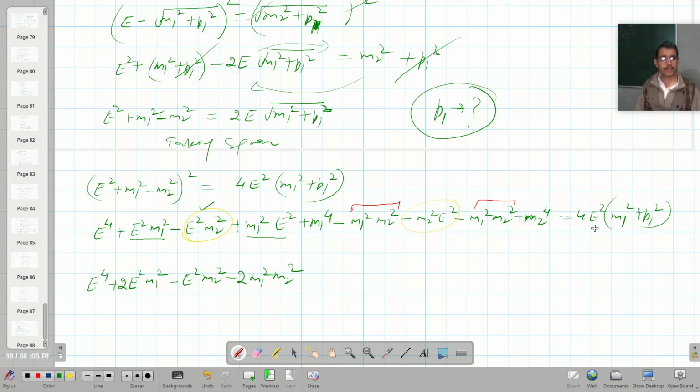And if I solve this, then it is 4e² m1² plus 4e² p1². So bringing this towards this side, it is minus 4e² m1², and another two terms are more. One is this one, it is m2 raised to power 4, and m1 raised to power 4 is also there. So let us put m1 raised to power 4 plus m2 raised to power 4 is equal to 4e² p1².